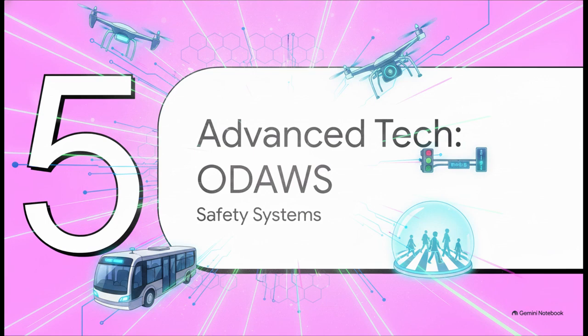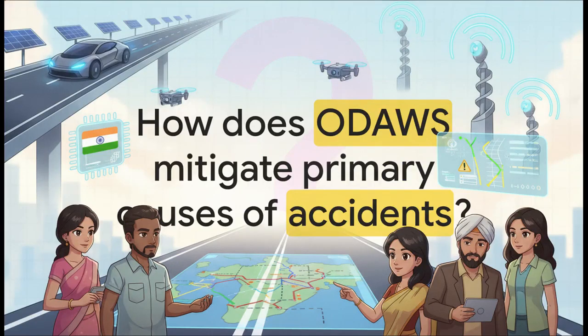Finally, Section 5, Advanced Tech, ODAS. In the context of intelligent transportation systems, how does ODAS mitigate highway accidents? This question tests your knowledge of the latest Phase 2 initiatives from the Ministry of Electronics and Information Technology. It's honestly fascinating to see the IT sector intersect directly with traditional road construction to create intelligent systems.